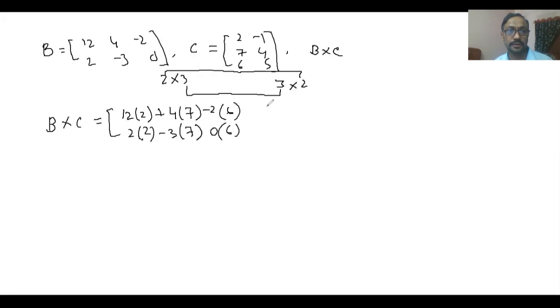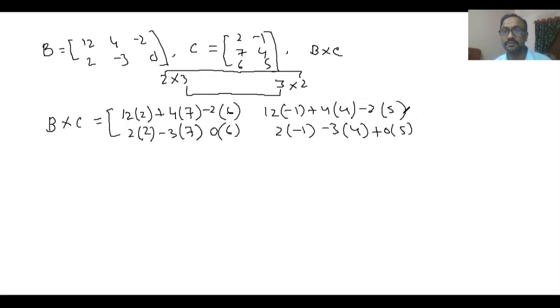Now we'll deal with it the same way. We'll take the first row of the first matrix and the second column of the second matrix. So it will be 12 times minus 1, plus 4 into 4, minus 2 into 5. Then we'll take 2 times minus 1, minus 3 multiplied by 4, plus 0 multiplied by 5.